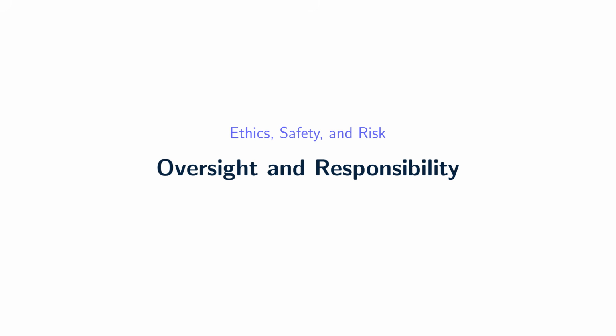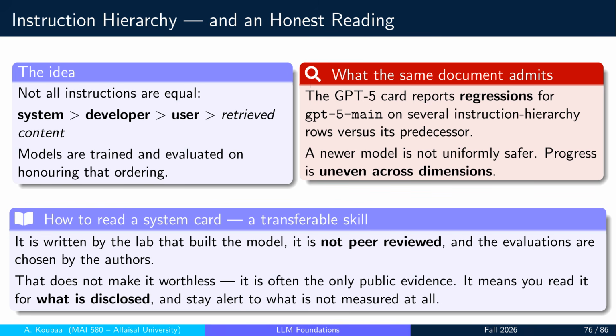Technical boundaries need human and organizational accountability around them. A permission model with nobody accountable for setting it is not a control. The instruction hierarchy is a reasonable idea. Not all instructions are equal. System instructions outrank developer instructions, which outrank user instructions, which outrank retrieved content. Models are trained and evaluated on honoring that ordering.